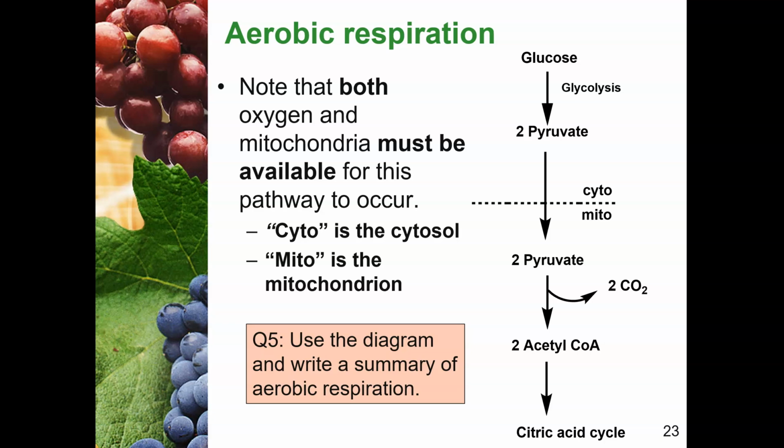So this is called aerobic respiration, and this is a summary. Glucose is converted to pyruvate in glycolysis. Then the pyruvate leaves the cytosol, that's the area outside of the mitochondria. It goes into the mitochondria, and there the pyruvate's converted to acetyl-CoA, and then it enters the citric acid cycle. And we lose 2 of our carbons as CO2.